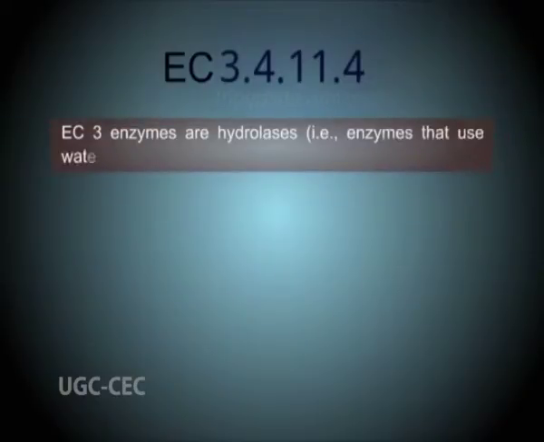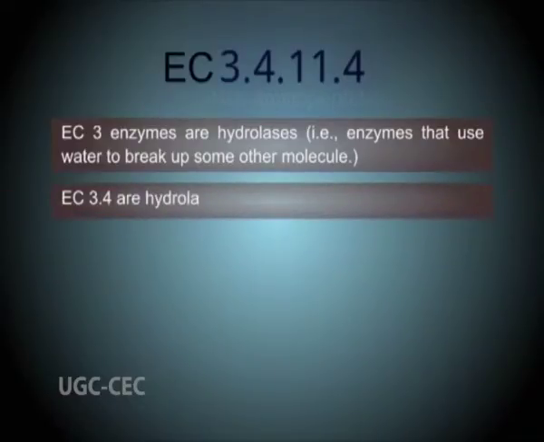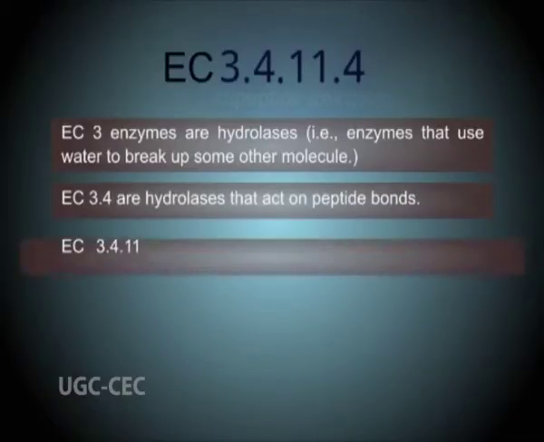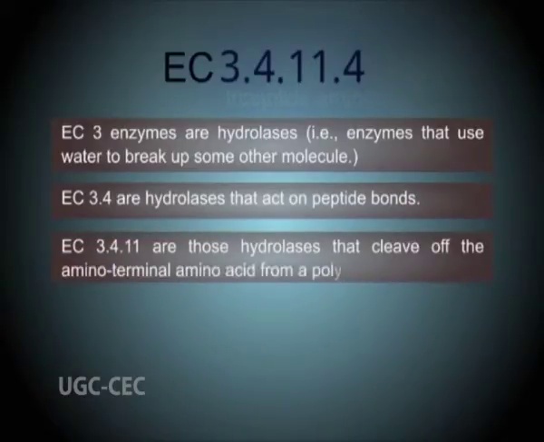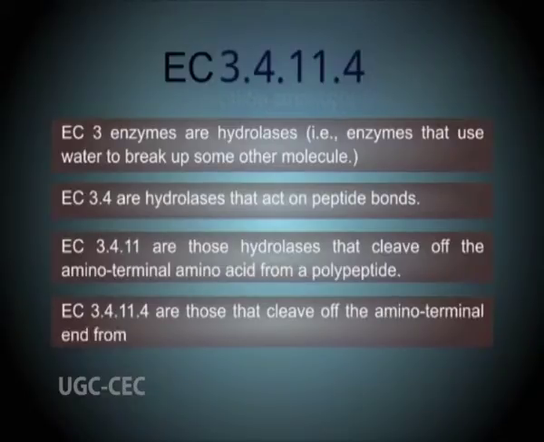EC 3 enzymes are hydrolases, that is, enzymes that use water to break up some other molecule. EC 3.4 are hydrolases that act on peptide bonds. EC 3.4.11 are those hydrolases that clip off the amino-terminal amino acid from a polypeptide. EC 3.4.11.4 are those that clip off the amino-terminal end from a tripeptide.